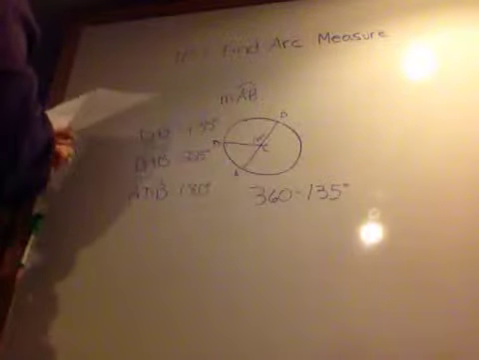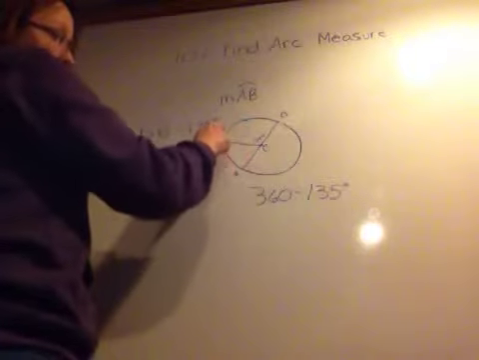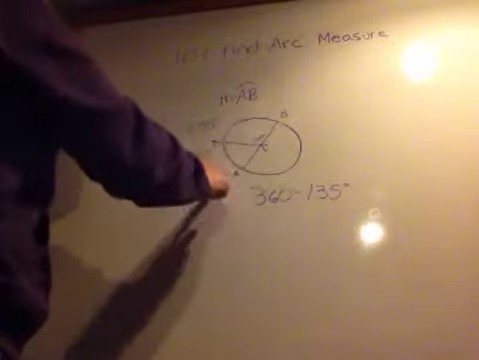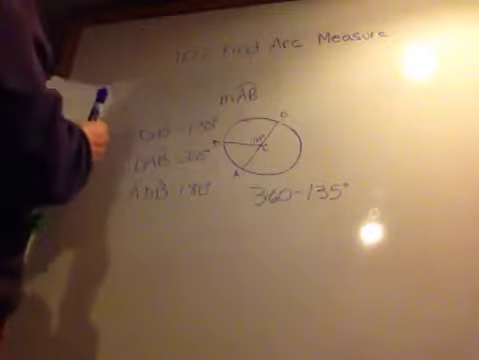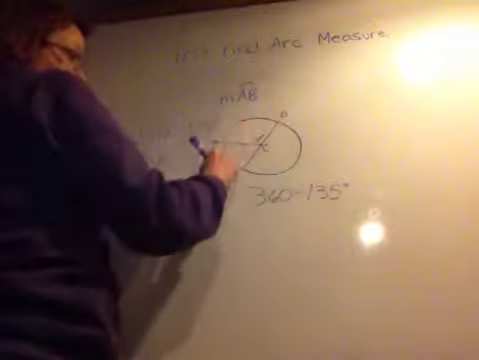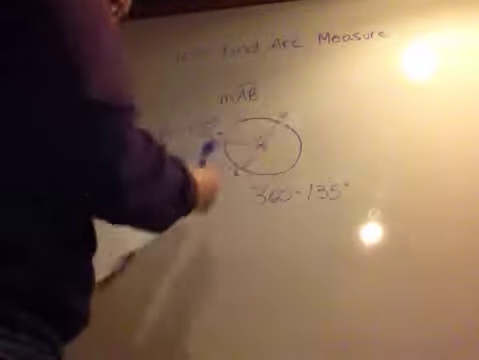Two arcs of the same circle are adjacent if they have a common endpoint. These would be two adjacent arcs. It would be BD and DA. They have that common endpoint D. The measure of an arc formed by two adjacent arcs is the sum of the measure of the two arcs. So we could find the measure of this arc if we knew what this arc was and this arc was. We could add them together to find the whole arc.